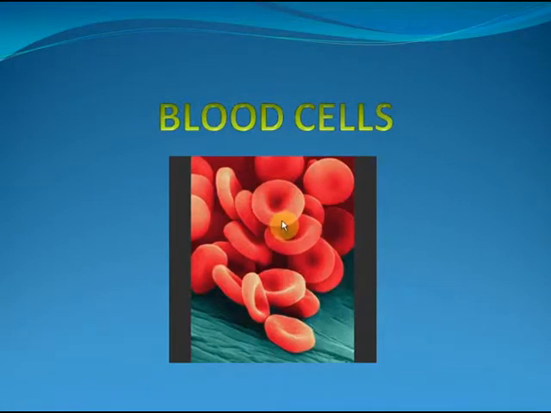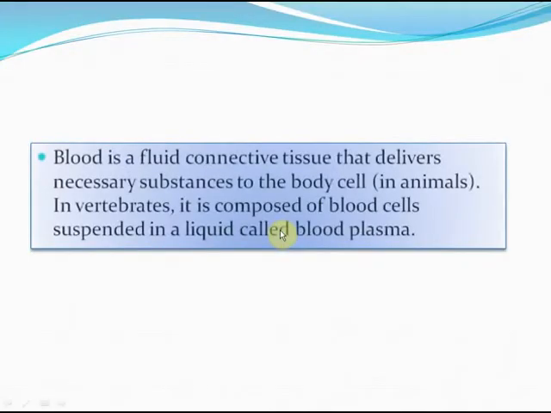Okay, today we will study about blood. What is blood? Blood is an opaque, mobile fluid connective tissue. It is sticky and saltish in taste and is alkaline in nature. You know, blood is also called a river of body. So, the exact definition is: blood is a fluid connective tissue that delivers necessary substances to the body cells. In vertebrates, it is composed of blood cells suspended in a liquid called blood plasma.